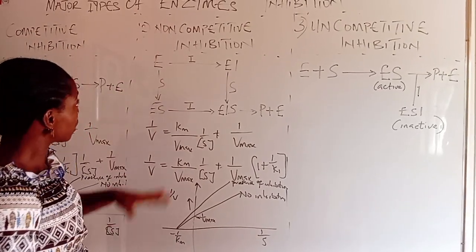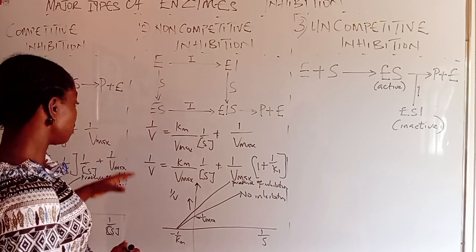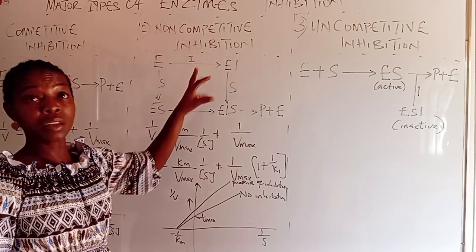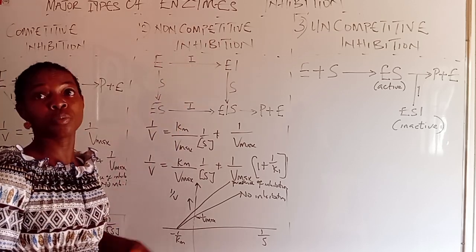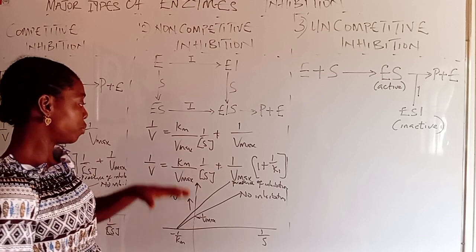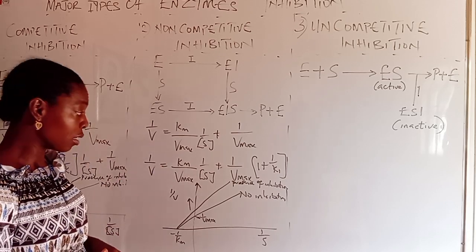An example of this kind of inhibition is what we see in cyanide poisoning. Cyanide is able to non-competitively inhibit the final enzyme of the electron transfer chain, the cytochrome oxidase, thereby putting an end to chemiosmosis and also leading to cell death.